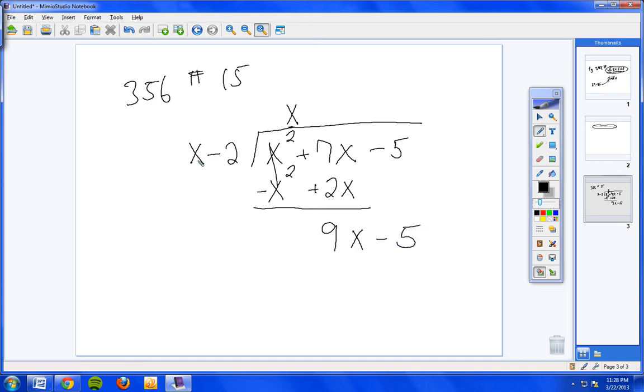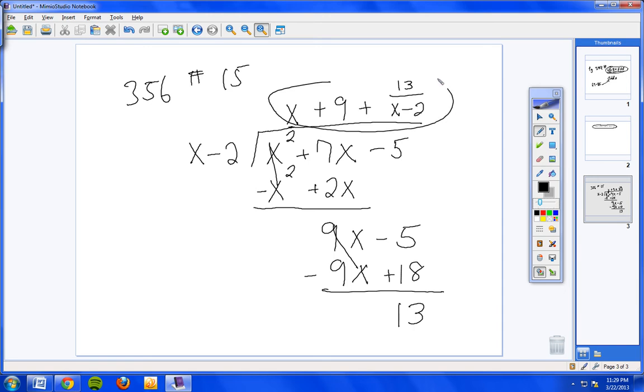Now you divide first term into first term, but another way to say that is simply this. What would I have to put up here so when I took this times x, I would get 9x? Well, obviously it's going to be 9 because 9 times x is 9x. And then also multiply 9 times negative 2, that's negative 18. Now change your signs, combine, and we'll get 13. Now x cannot go into 13, okay? So I'm finished. That's my remainder. So I put plus, there's my remainder, over my divisor, and my divisor is x minus 2. All right? I hope that helps.